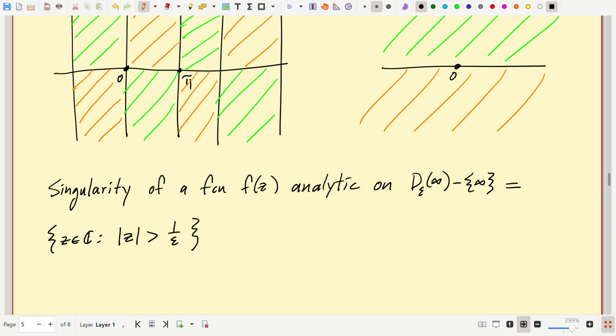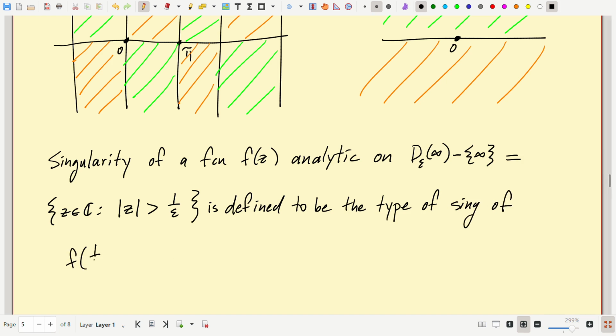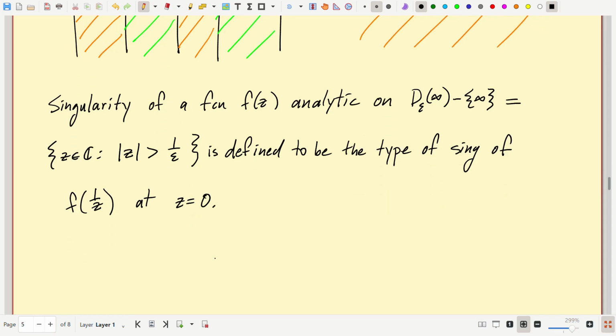The singularity of a function analytic on that punctured polar ice cap is defined to be the type of the singularity of f of 1 over z at z equals 0. You had to think a little bit about this when you were reading the book, which I hope you're doing.